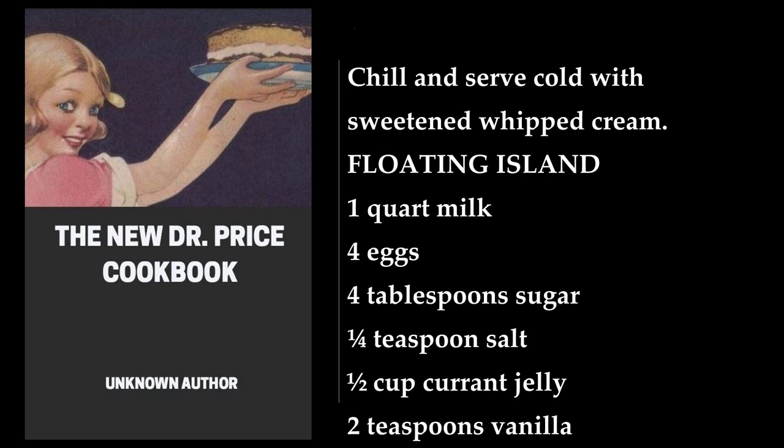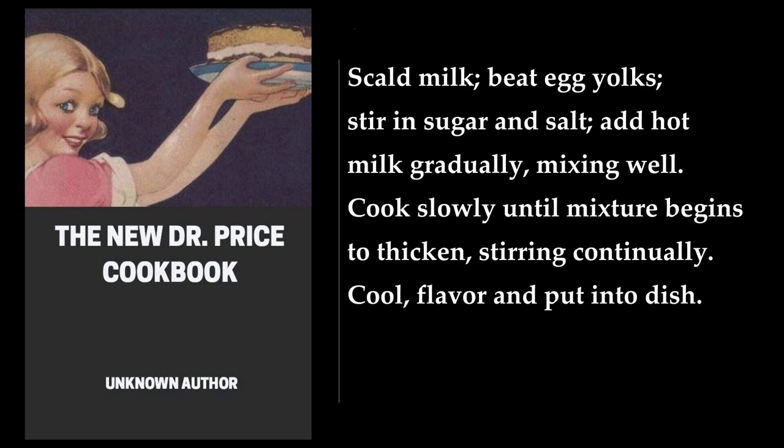Floating Island. 1 quart milk. 4 eggs. 4 tablespoons sugar. 1/4 teaspoon salt. 1/2 cup currant jelly. 2 teaspoons vanilla or almond extract. Scald milk, beat egg yolks, stir in sugar and salt, add hot milk gradually, mixing well. Cook slowly until mixture begins to thicken, stirring continually. Cool, flavor and put into dish.